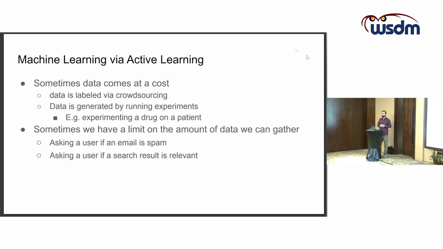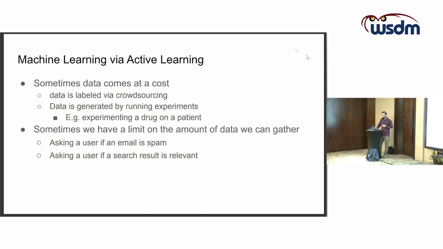Or another example is when the data is generated by running experiments, right? For example, we give one drug to a patient and we wait to observe the result, right? So we're maybe paying the patient, maybe we are paying for the drug, and it's not just more drug better, more experiments better. We need to know which patient is a better candidate to try the drug on. Or which data is more valuable to label using crowdsourcing.